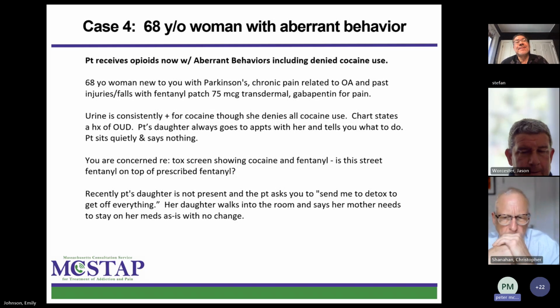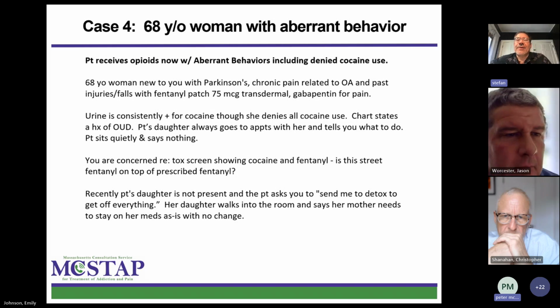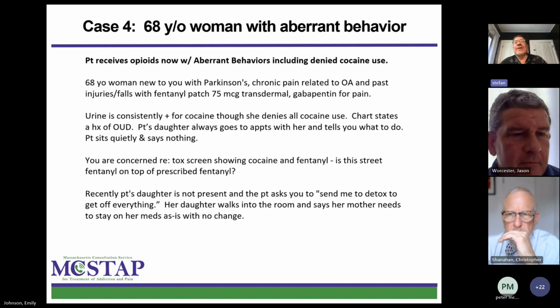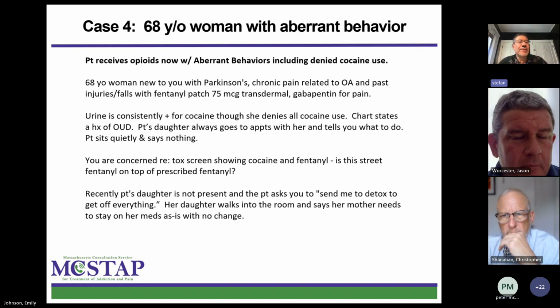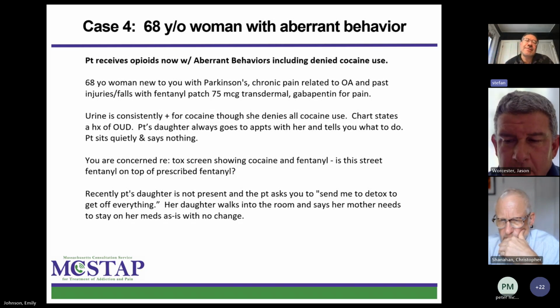Is it ethical at this point to get a tox screen on the daughter? My 2 cents is that you can always ask for it. The question is, are you going to secretly get a urine sample from her somehow and test it, or are you going to test it without her permission? No, you can't do that. And it would be nice to be able to.